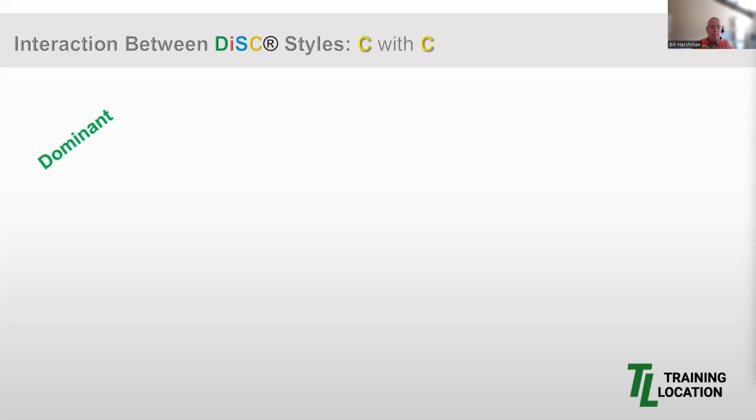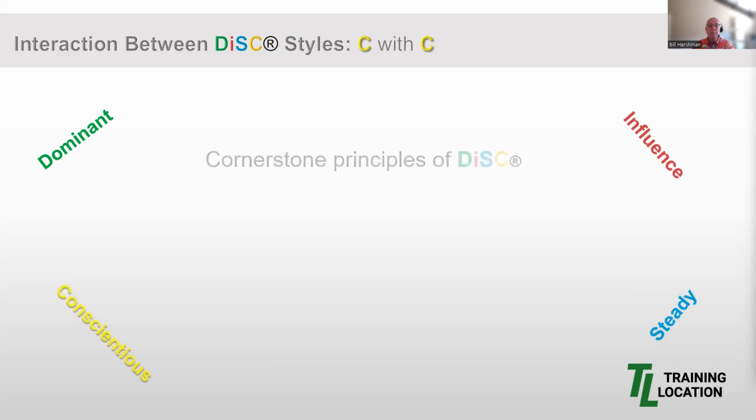Our topic today is interaction between DiSC styles, specifically the C conscientious with another C conscientious style. This session is one in an ongoing series discussing the interaction between and among the four DiSC styles, which include dominant, influence, steady, and conscientious. And before we begin, let's review the cornerstone principles of DiSC.